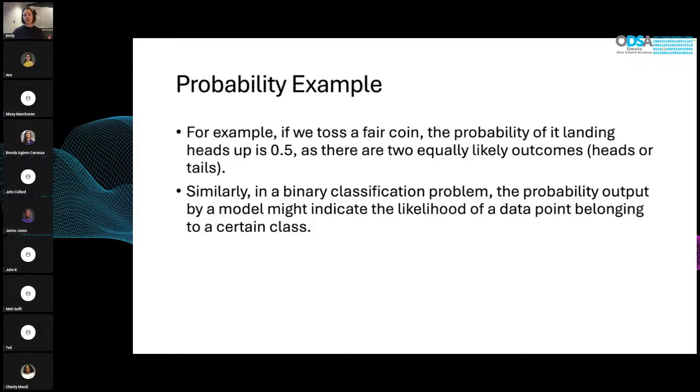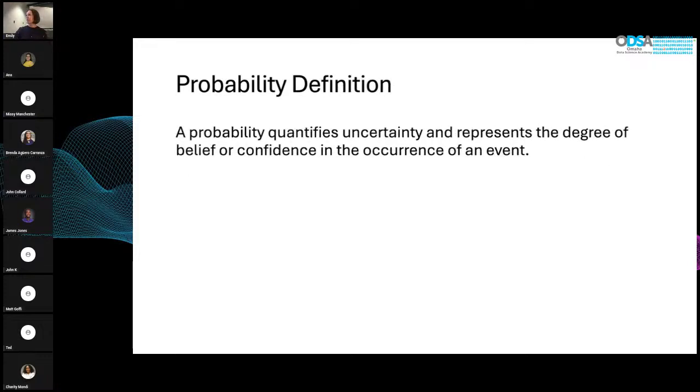Similar to that, in binary classification problems, the output of a model indicates the likelihood of a data point belonging to a certain class. What is the probability that this is a banana? What is the probability that this is an apple? Is it 0.8? Is it 0.7? So what's the likelihood that what you see, or what I'm predicting here, is of a certain class?